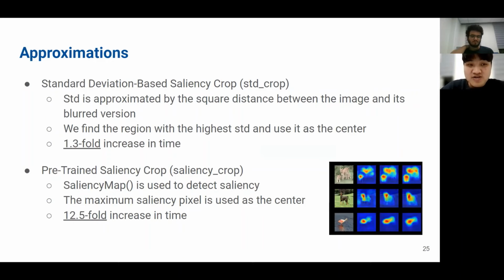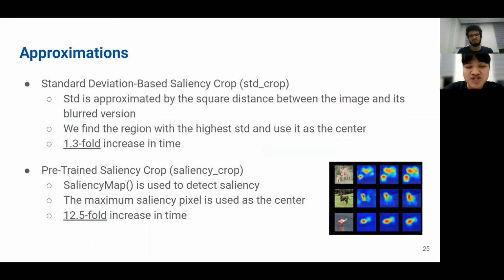That's why we tried to do some approximations. We do 2 approximations. The first one is standard deviation-based saliency crop. Standard deviation is approximated by the squared distance between the image and its blurred version. And we find the region with the highest standard deviation and use it as the center of cropping. This leads to only a slight, 1.3-fold increase in time, and is feasible to run.